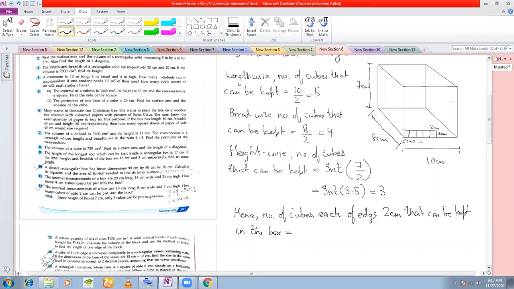Lengthwise, how many are you able to keep? 5. So lengthwise you are keeping 5 cubes, right? Here, how many cubes are you keeping? Breadthwise, you are keeping 4 cubes. And here you are able to keep only 3 cubes, right?